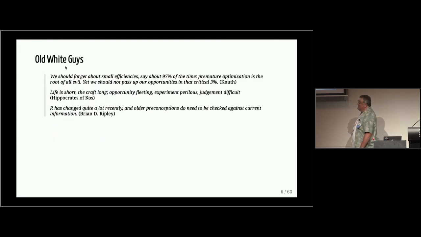So some quotes from the canon. The famous one, of course, is Donald Knuth: premature optimization is the root of all evil. Here's the longer version of that. We should forget about small efficiencies, say about 97% of the time. Premature optimization is the root of all evil. Yet we should not pass up our opportunities in that critical 3%. Life is short, the craft long, opportunity fleeting, experiment perilous, judgment difficult.